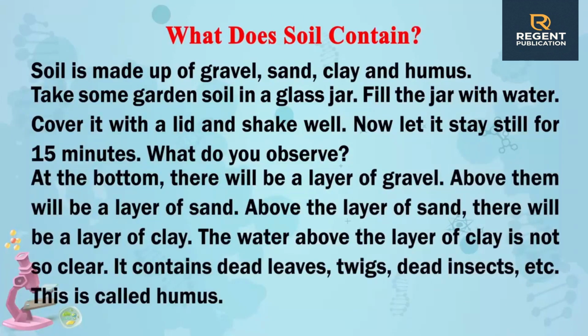Take some garden soil in a glass jar, fill the jar with water, cover it with a lid and shake well. Now let it stay for 15 minutes. What do you observe? At the bottom, there will be a layer of gravel. Above them will be a layer of sand. Above the layer of sand, there will be a layer of clay. The water above the layer of clay is not so clear. It contains dead leaves, twigs, dead insects, etc. This is called humus.